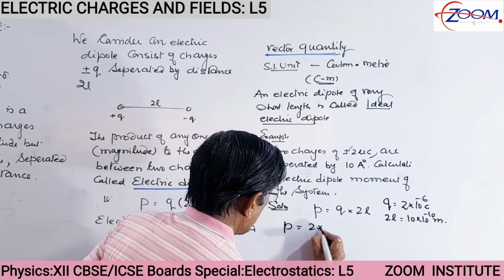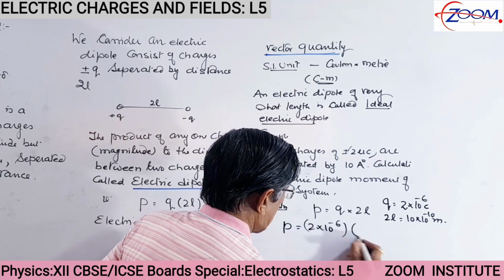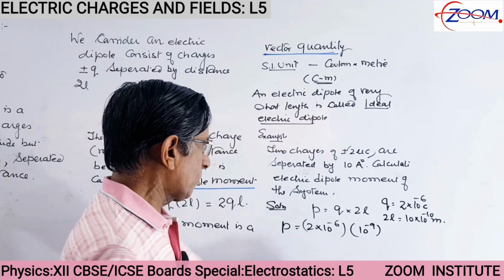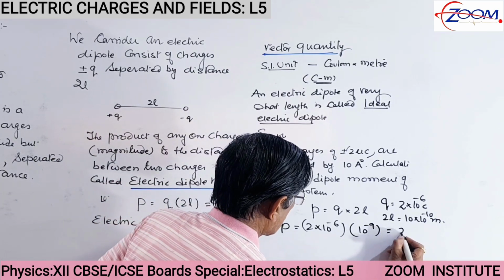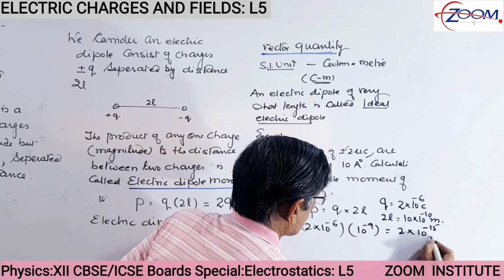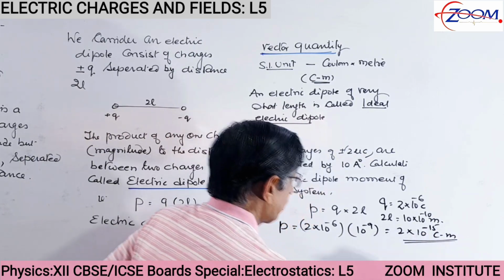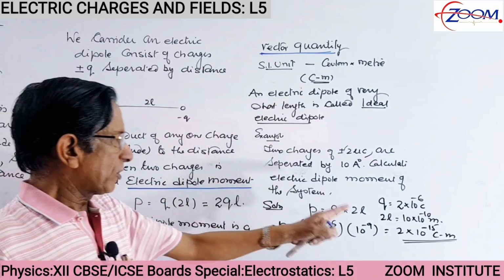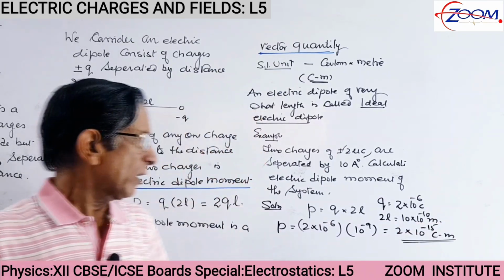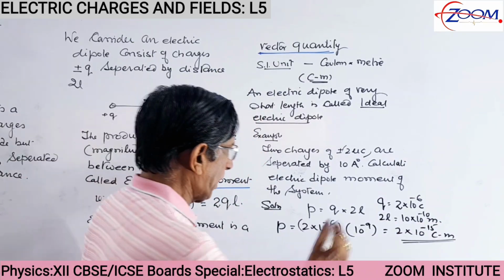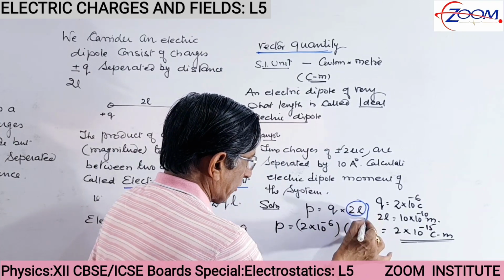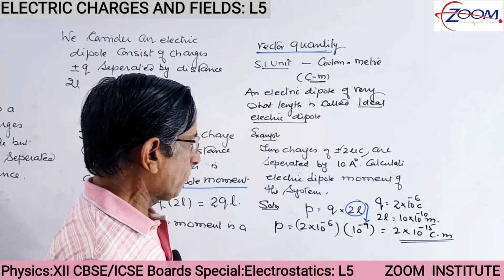So what is P? P is equal to 2 into 10 to the power minus 6, and the value of 2L is equal to what? 10 into 10 to the power minus 10, that is 10 to the power minus 9. So you can write it is equal to 2 into 10 to the power minus 15 coulomb meter. So remember that the electric dipole moment P is equal to Q into 2L, which is 2 into 10 to the power minus 15 coulomb meter. The one important thing to remember is that the value of 2L is 10 to the power minus 9.